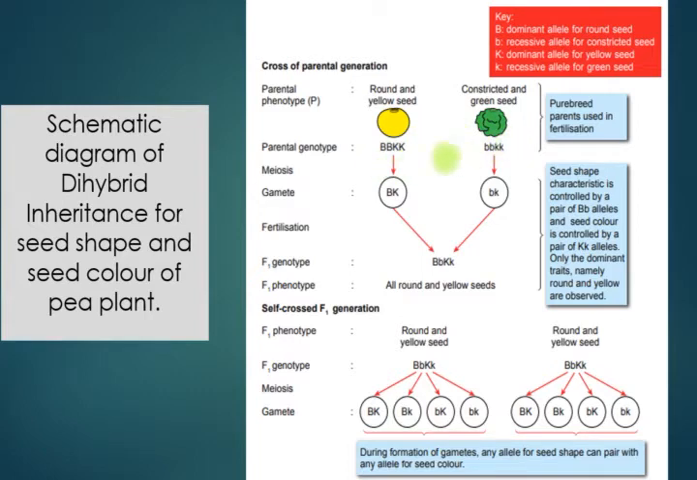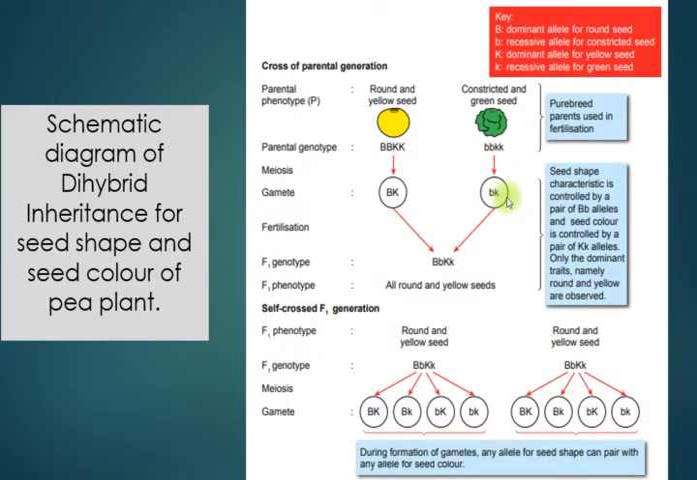And then, in the formation of the gamete, meiosis occurs. So you have to write here meiosis. Meiosis occurs here and produces gametes. The gametes produced for the round and yellow seed all consist of big B, big K. And for the constricted and green seed, the gametes produced are small b, small k.